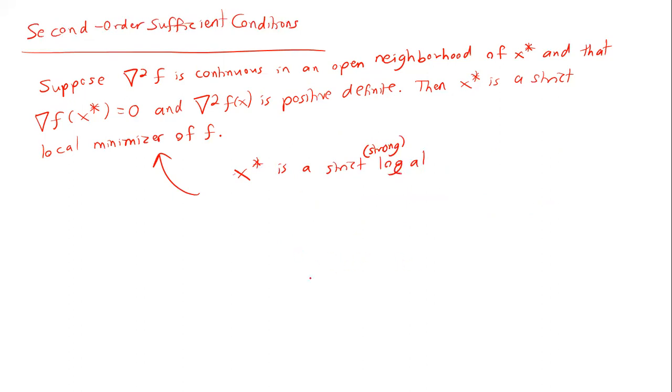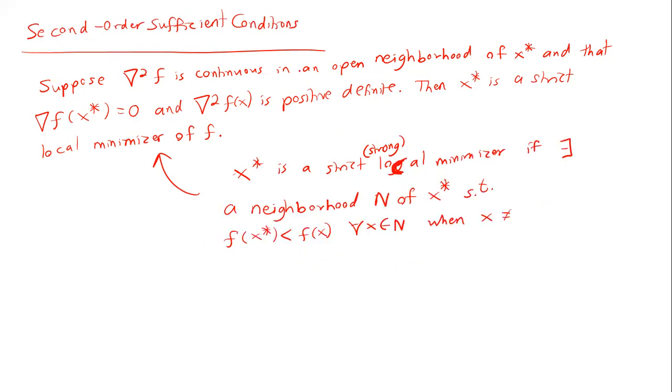And these say that you suppose del squared f is continuous in an open neighborhood of x star, and that del f of x star equals 0 and del squared f of x star is positive definite. Then x star is a strict local minimizer of f. So x star is a strict local minimizer if there is a neighborhood N of x star such that f of x star is less than f of x, for x in the neighborhood when x is not x star.